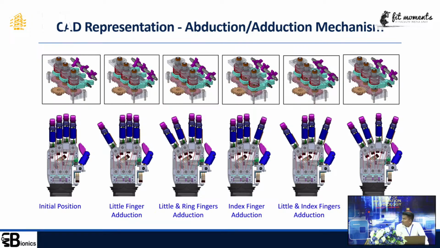This is the CAD representation of the abduction and adduction mechanism. When it comes to the first one, the initial position, no cam parts are engaged with the clutch plates, which means no finger adduction or abduction. If you look at the 6th one, all cam parts are engaged in the clutch system and all fingers can move to their adduction position.